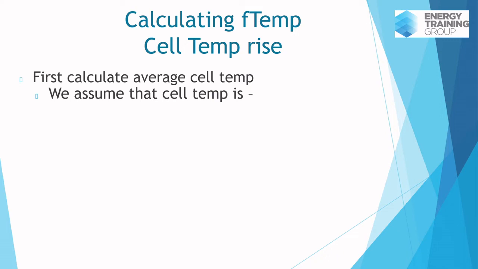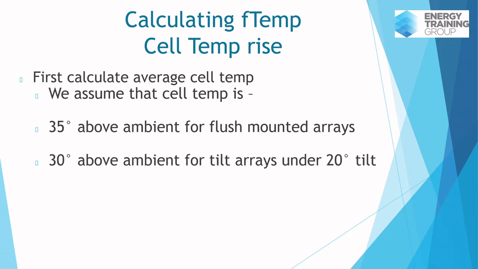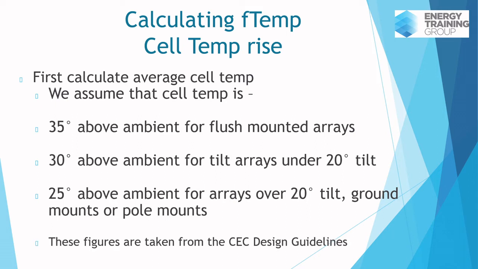We assume that our cell temp is 35 degrees above ambient for a flush mount array, 30 degrees above ambient for a tilt array under 20 degrees tilt, and 25 degrees above ambient for arrays over 20 degrees tilt, ground mounts or pole mount arrays. These figures we take from the CEC design guidelines. So that's where those assumptions about cell temp being above ambient temp come from.